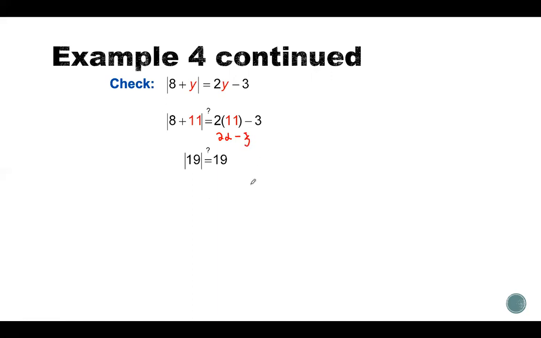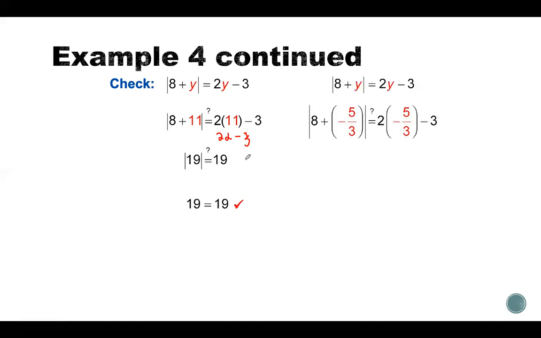And we find that, yes, it does work. The absolute value of 19 equals 19. Next, we're going to go ahead and look at 5/3.